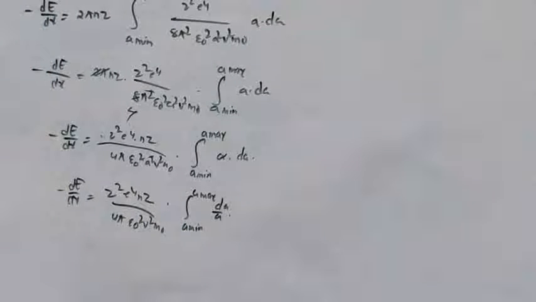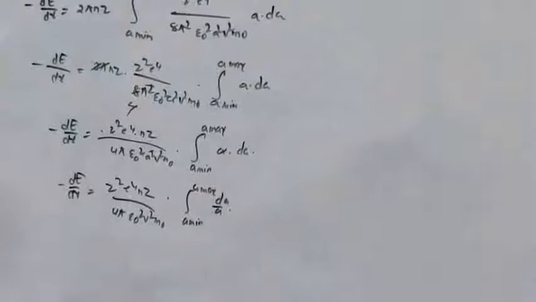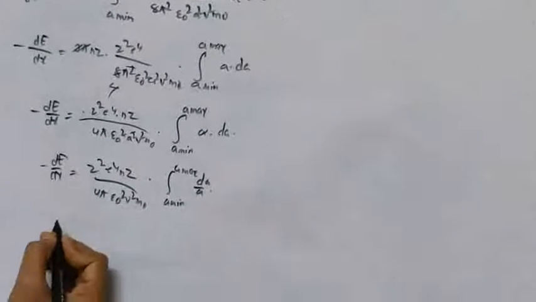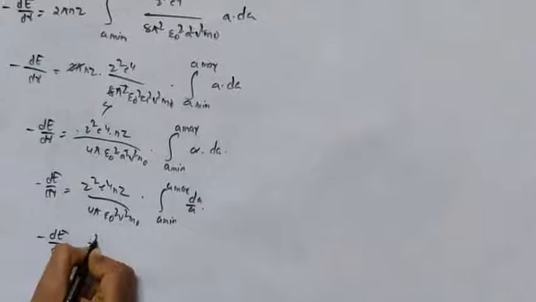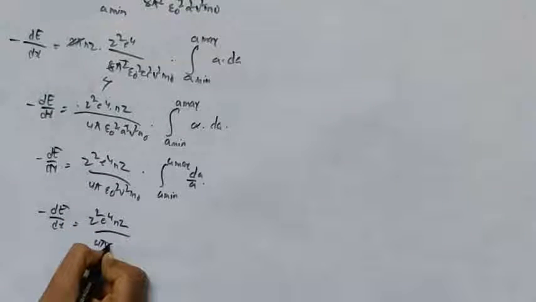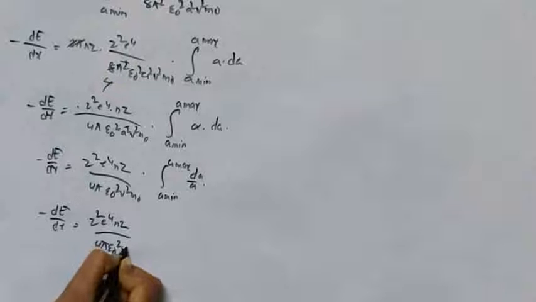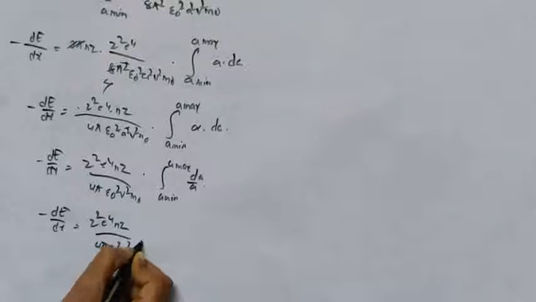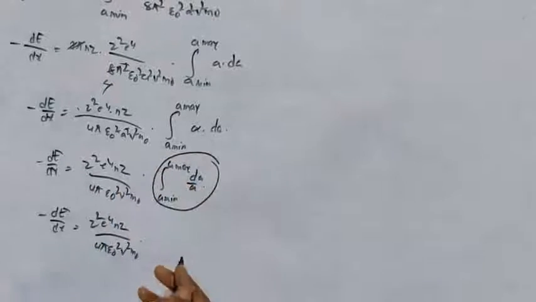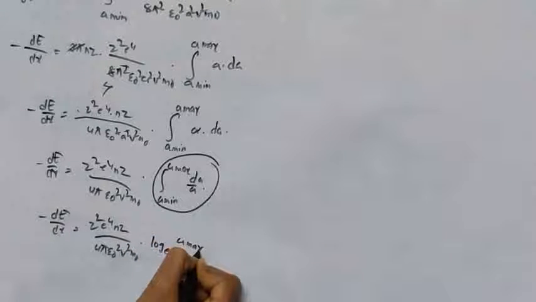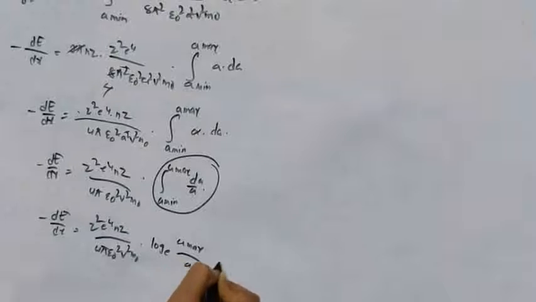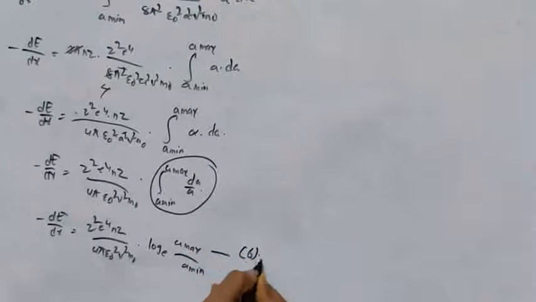So overall, the energy lost per unit length of the cylindrical shell is given by minus dE by dx is equal to z square e power 4 nz by 4 pi epsilon naught square v square m naught into log e A maximum by A minimum. Consider this as equation number 6.